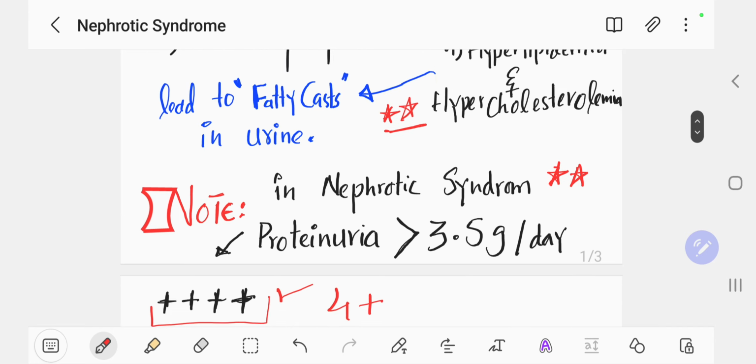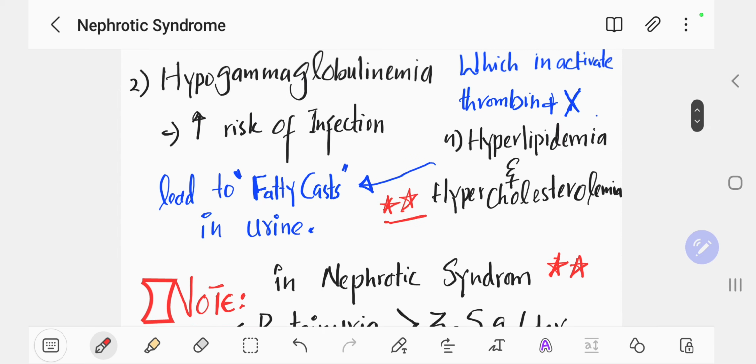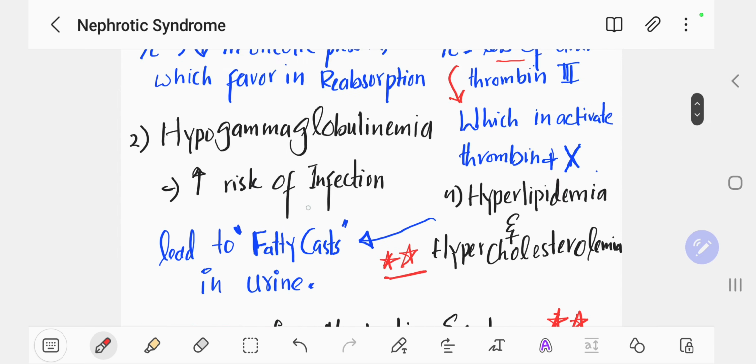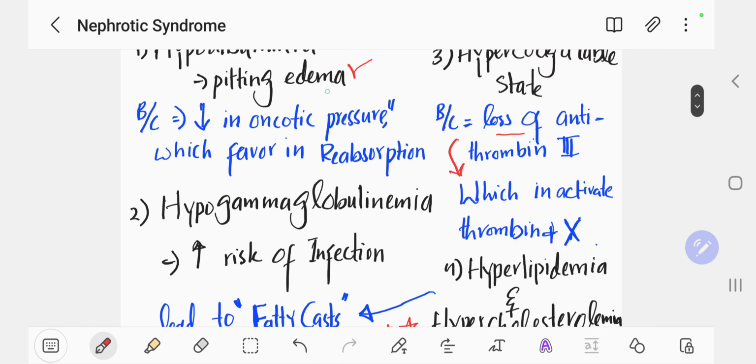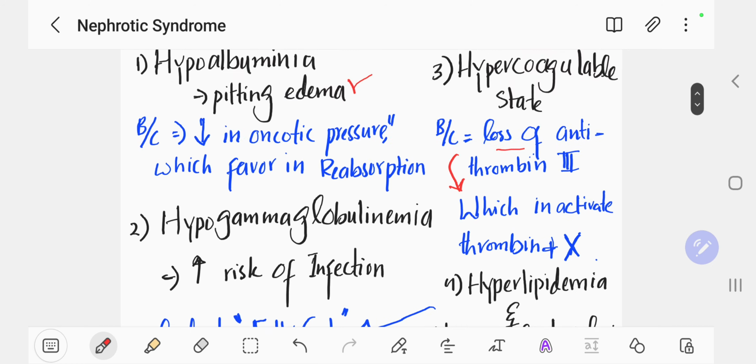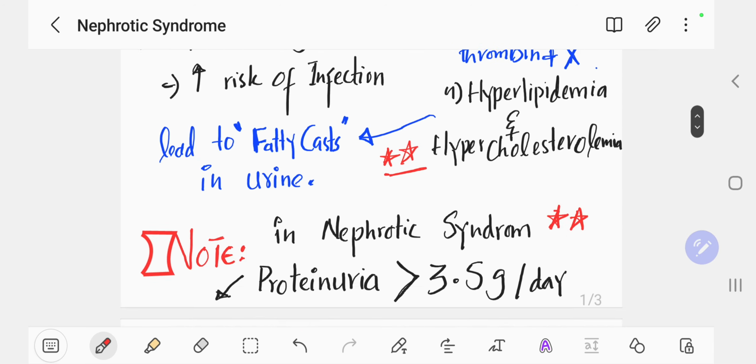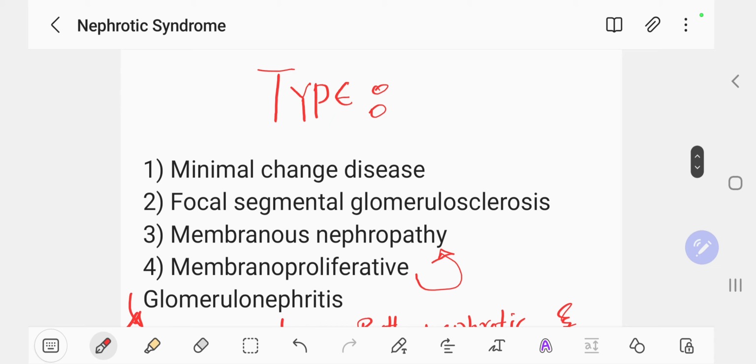So again, there will be proteinuria greater than 3.5, there will be fatty casts, there will be an increased risk of infection, there will be pitting edema, and there will be a hypercoagulable state. So this is a very important point.